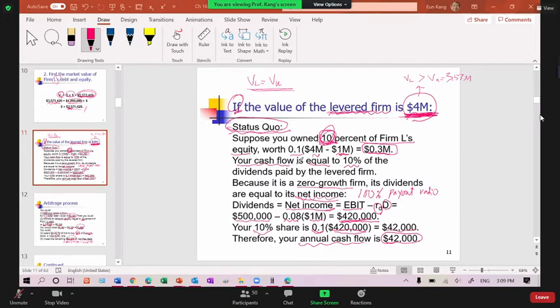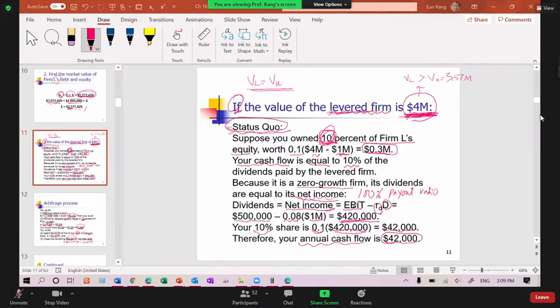Then your cash flow is equal to 10% of dividends paid by the firm, right? You own 10%. So this is zero growth, so all the net income will be paid as dividends, no growth. It's a 100% payout ratio, so dividend is just net income, right? And net income, 100% payout ratio.